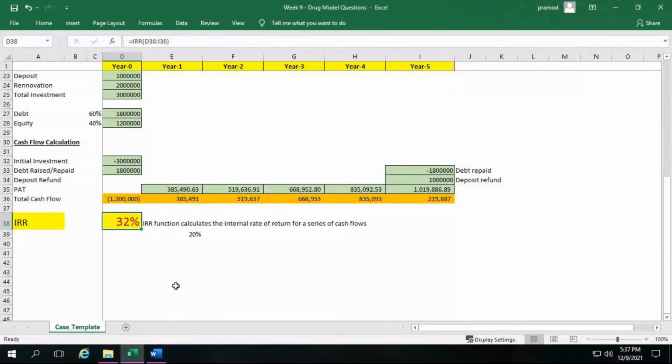Sir, can you please show the formula? Equals IRR, open the bracket, select the values from the cash flow, complete the data, only the total cash flow, close the bracket, enter.